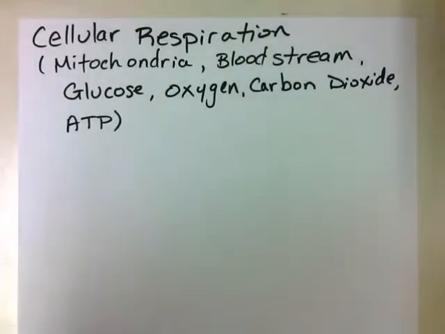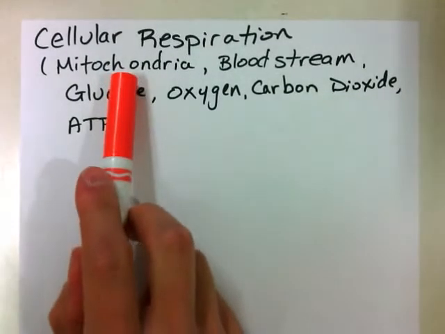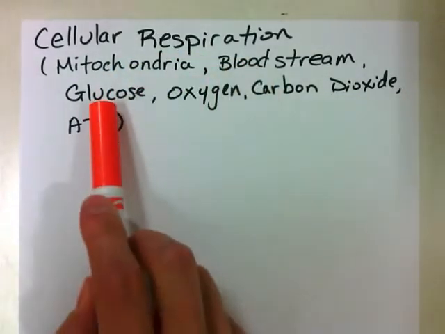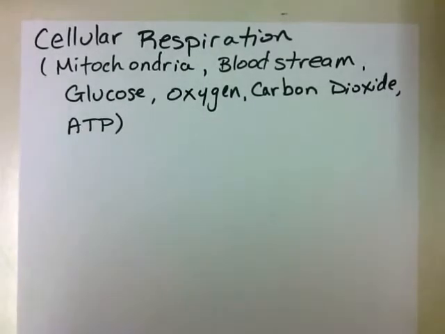We're going to talk about cellular respiration. Today's words that we'll discuss are mitochondria, bloodstream, glucose, oxygen, carbon dioxide, and ATP. So let's start first with drawing a bloodstream.